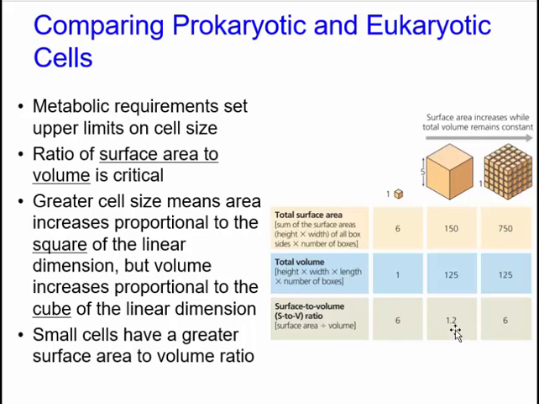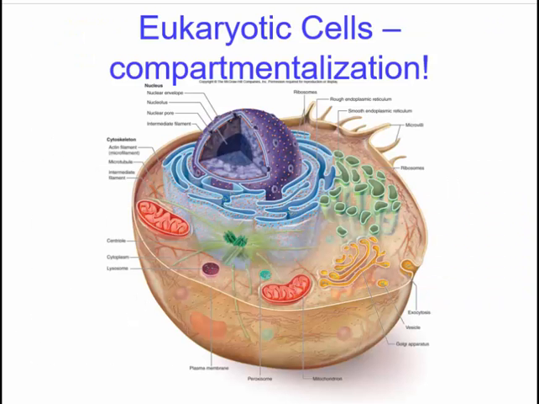So where you have the small cells, that surface to volume ratio is big. Larger cells, it becomes smaller. And as a consequence, what we see in eukaryotes is a lot of compartmentalization for processes to occur and to move materials around within the cells. We'll go over all these different compartments. These are called organelles.